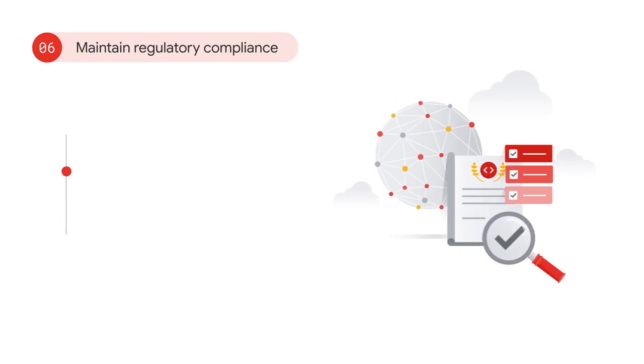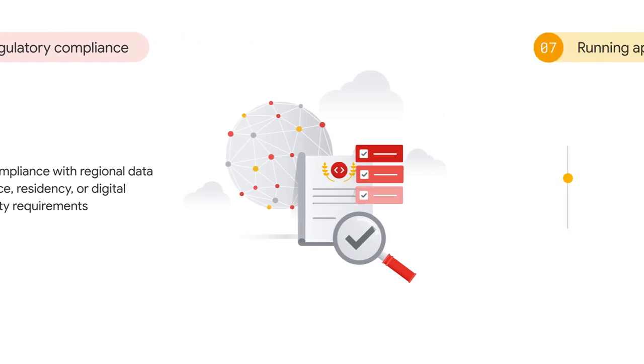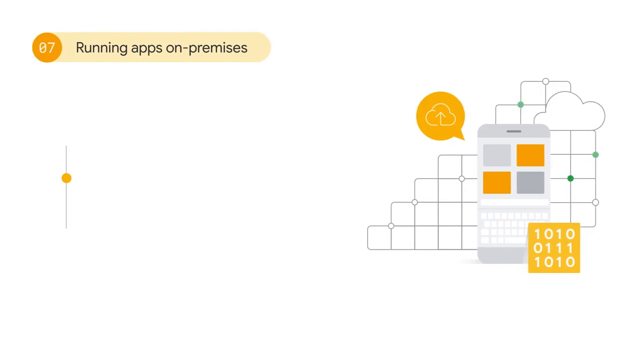Maintain regulatory compliance. Many industries have rules from governmental or regulatory bodies regarding where their apps can operate. Adopting a hybrid solution is an effective way for an organization to ensure compliance with regional data governance, residency, and digital sovereignty requirements.